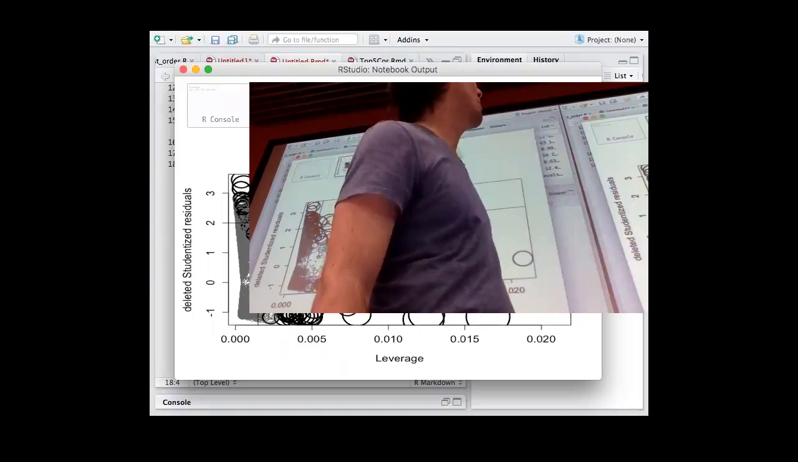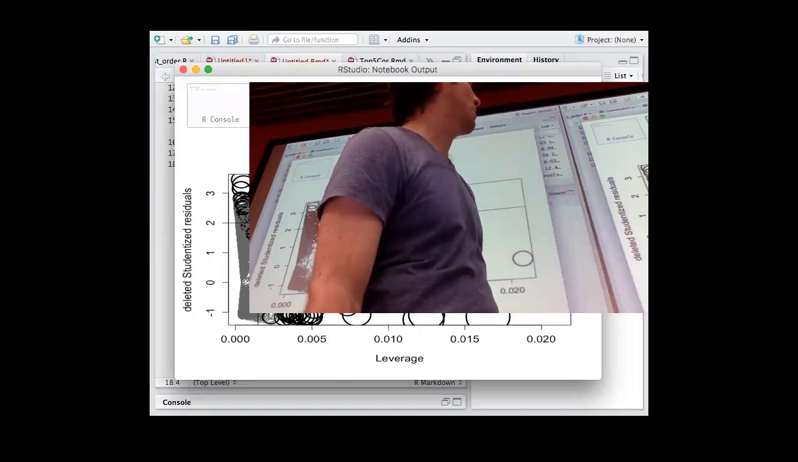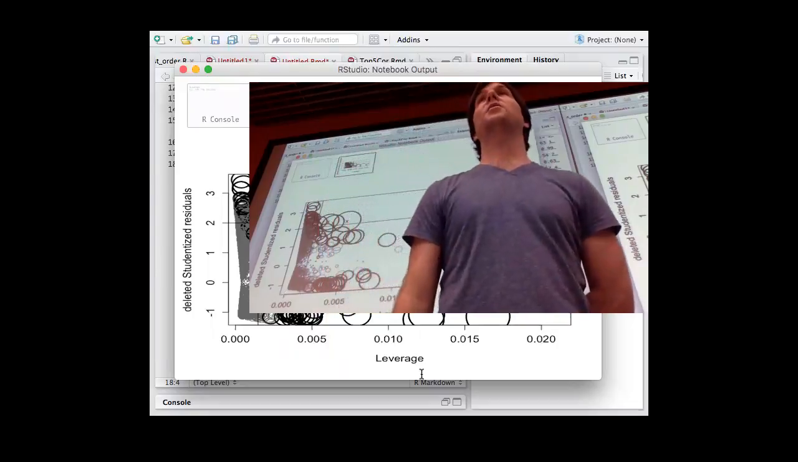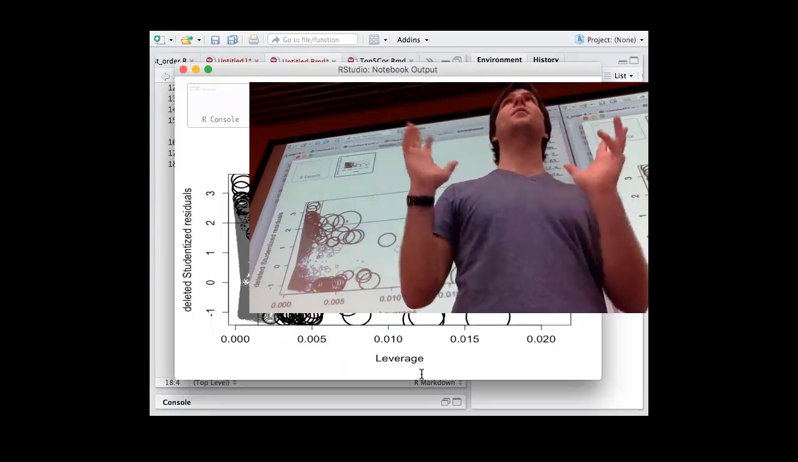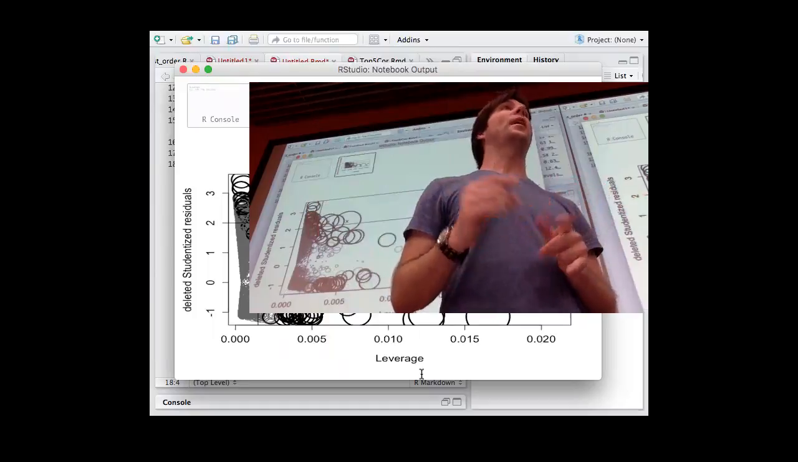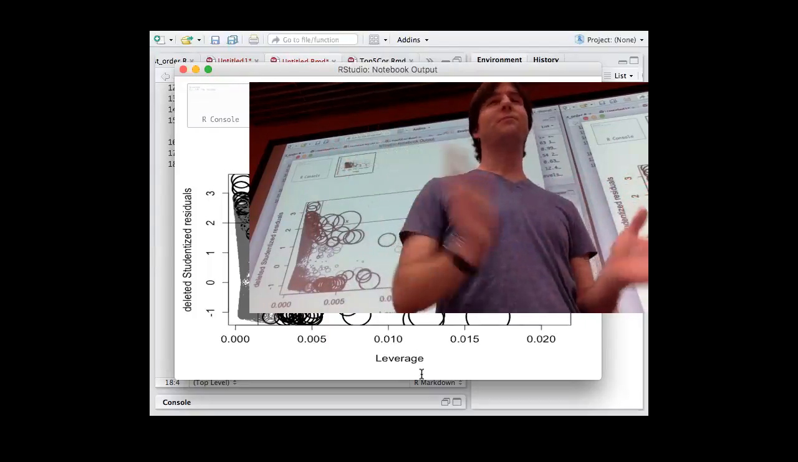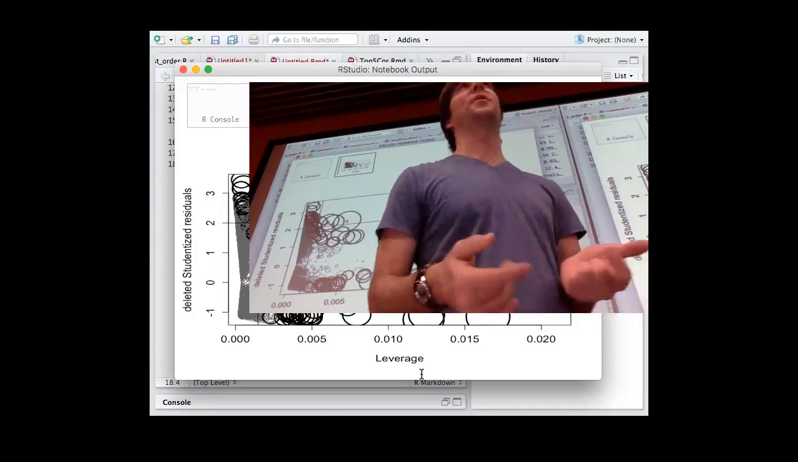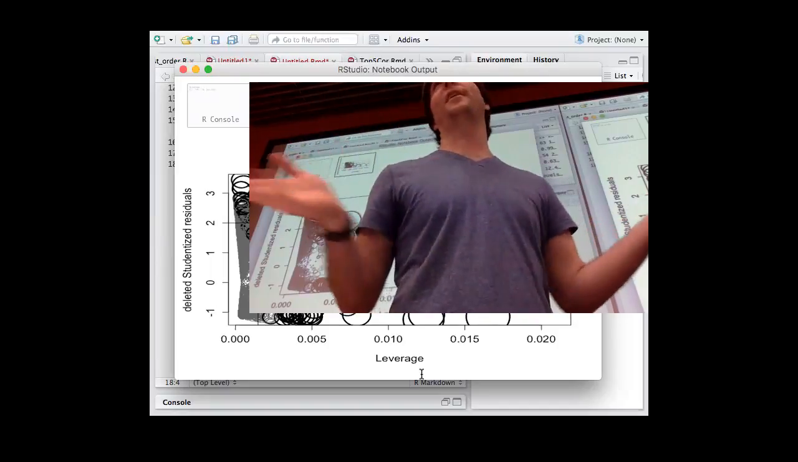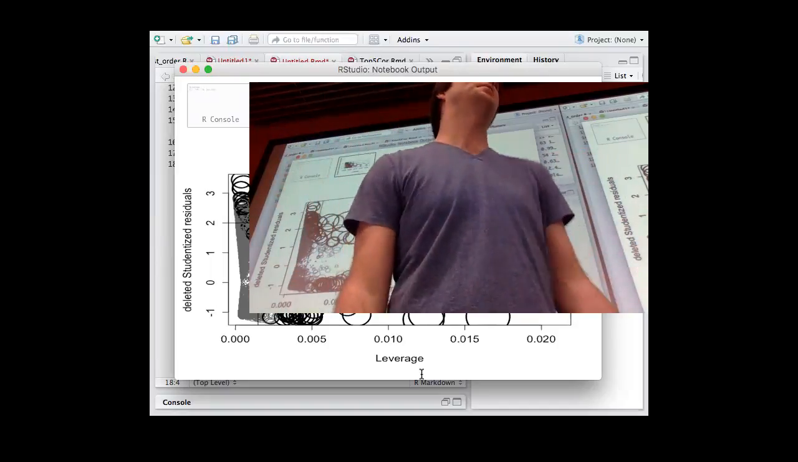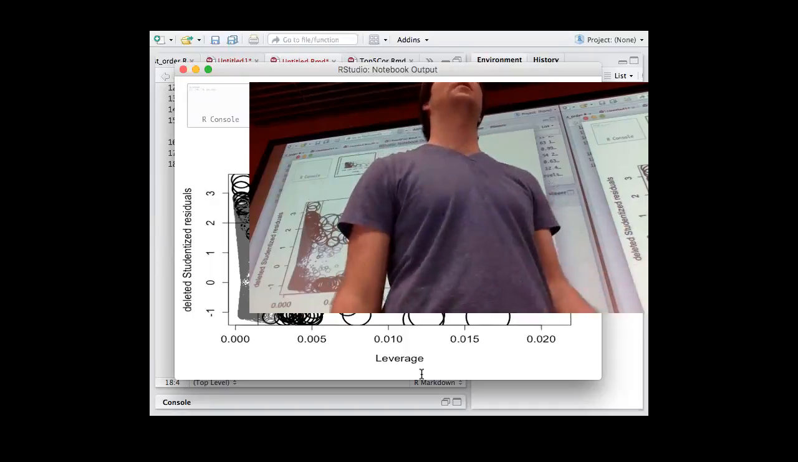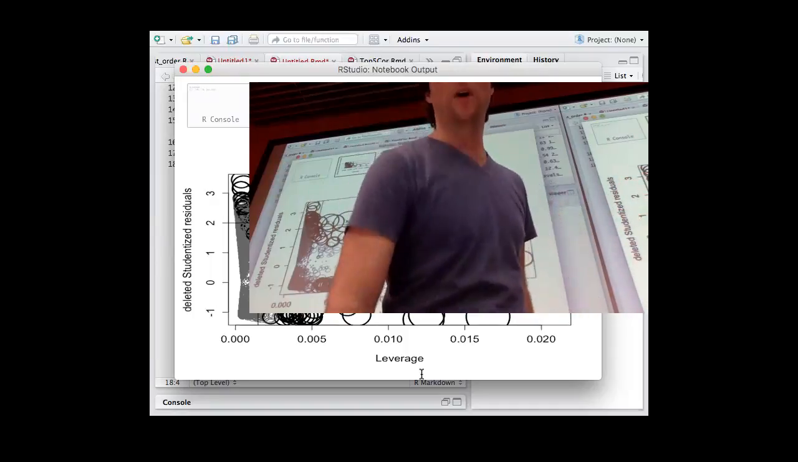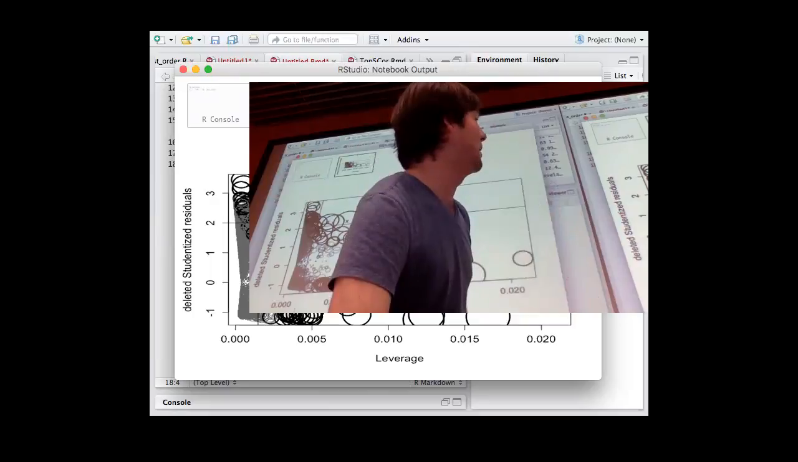There should be two quadrants. It's just that we don't see the bottom quadrant down here, the top right and the bottom right quadrants. That's when points are outside of -2 or +2 and above a set leverage. I don't make you memorize the formula for the test: 2 times k plus 1 over n. You don't memorize that; software does it for you. So it's more important you know what leverage means.